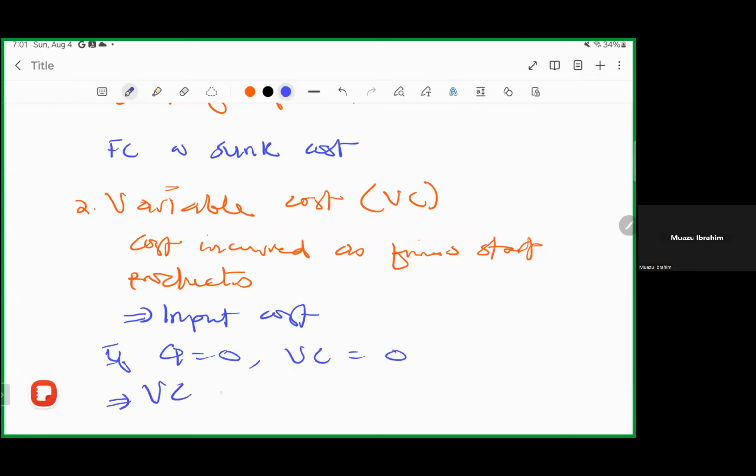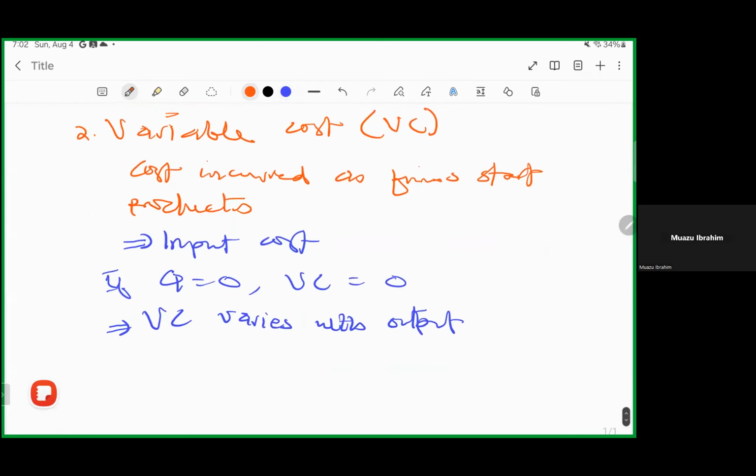Variable cost varies with output. So as you begin to produce, you also tend to incur some amount of variable cost.